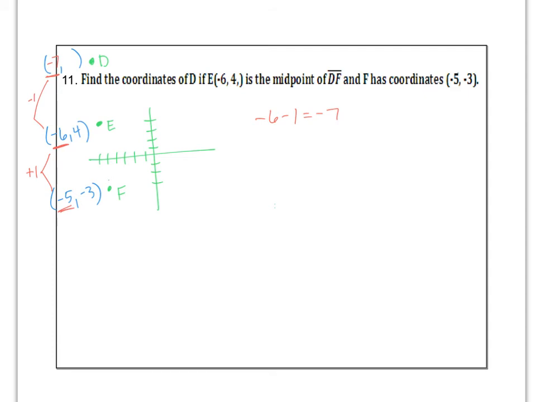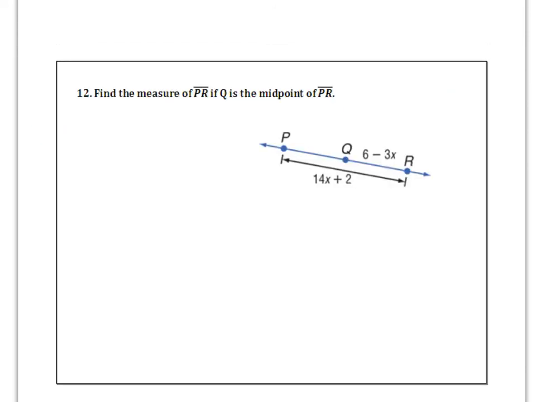Now I'm going to do the y values. And so to get from 4 to -3, that actually is down by 7. +4 down to -3 is down by 7. So to go the other way, I'm going to go up by 7. So 4 plus 7 is 11. So 11 is my y value at D. So D, the coordinate, is -7, 11. Boom. Number 12.